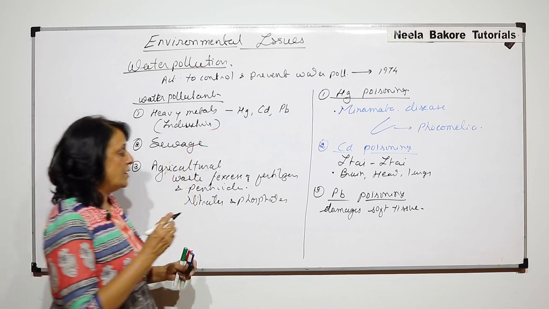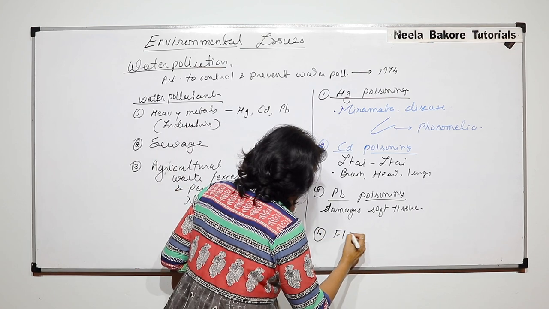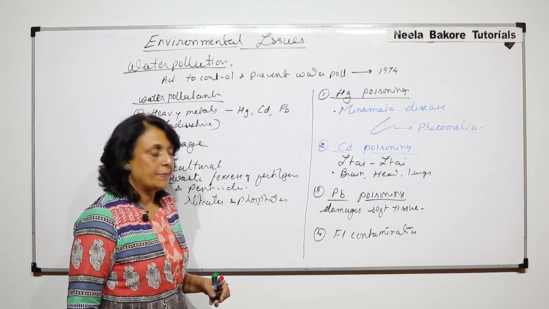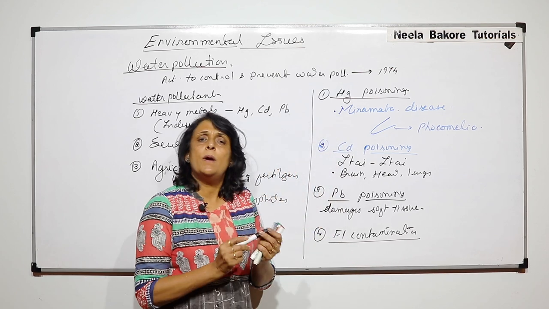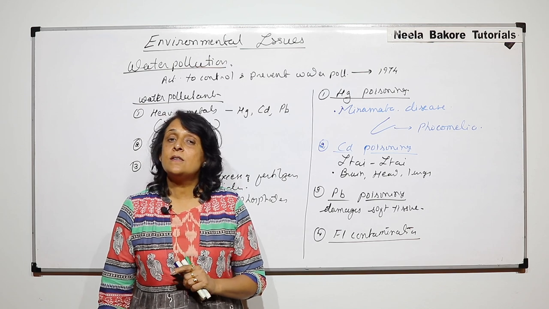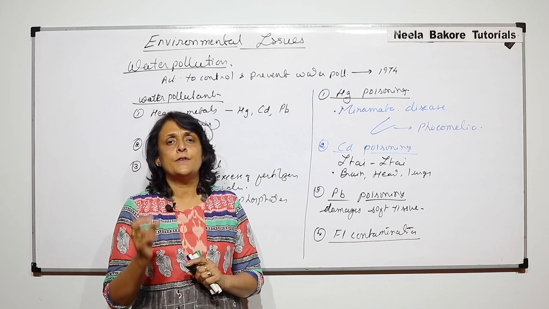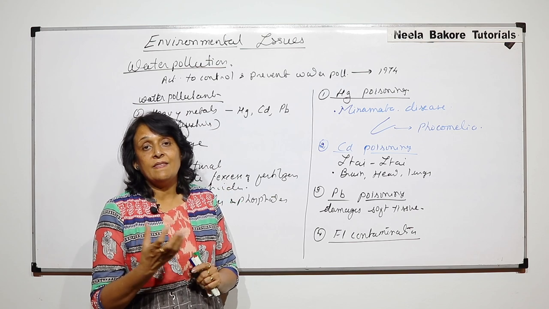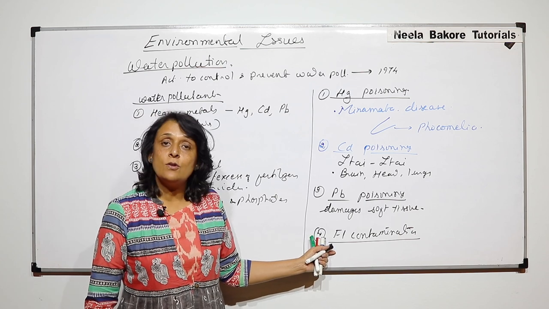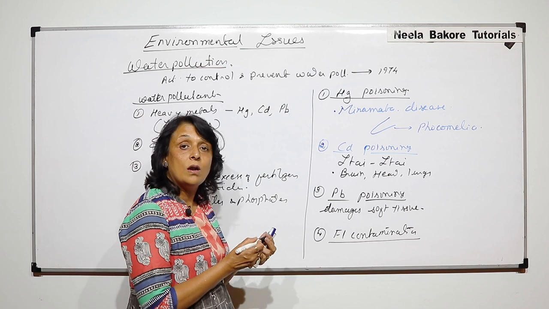We will add one more here, not the heavy metal, but we will add fluoride poisoning or fluoride contamination in water. We need little bit of fluoride for proper teeth formation. Fluoride is required, but it is required in very, very, very less quantity. And that is why you must have heard of some types of toothpastes which say that they have fluoride, because fluoride is required for our teeth formation. But if fluoride concentration is more, then it causes fluorosis, and that results in mottling of teeth.